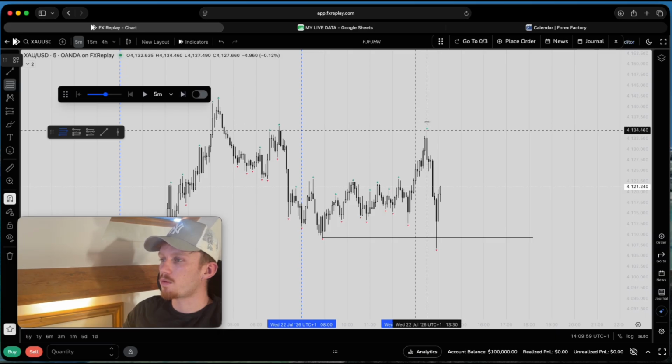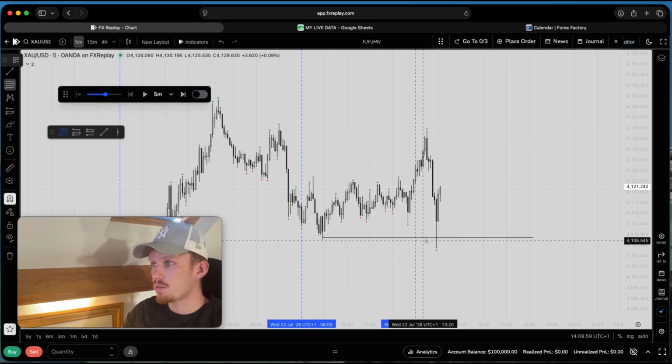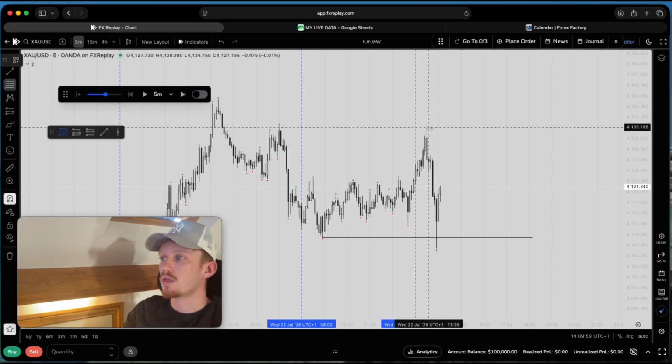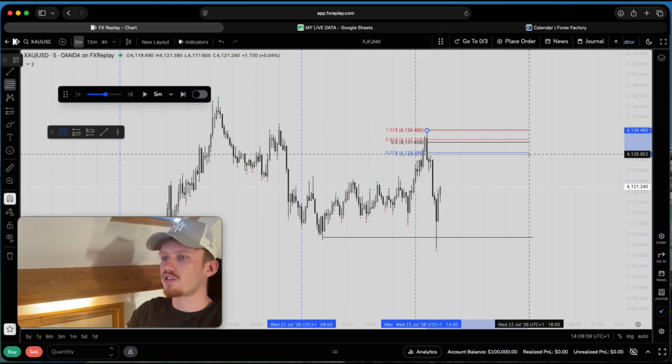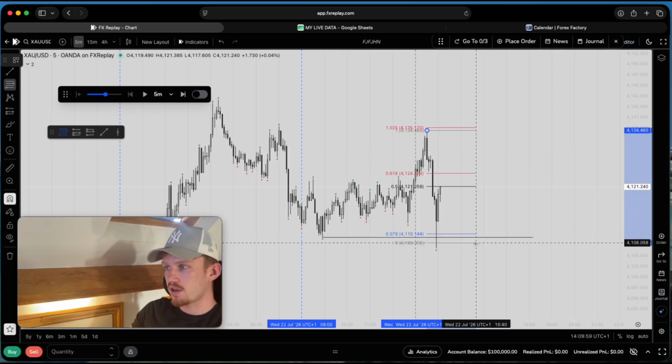Then we'll drag our fib from previous plus current session range. You see here how we swept the highs first, but because we were bullish, we'd be dragging it from here. That's why it's not a set thing of previous session high to current session low. It's previous plus current session range because a situation like this could happen.